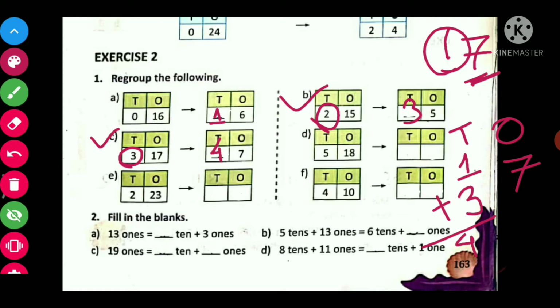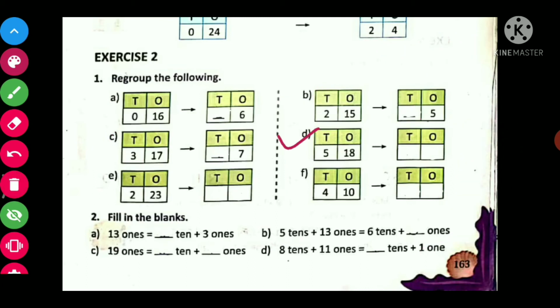Like this only you have to do it. Before sending this number to the tens place, check if there is any number placed in the tens place or not. If there is any number in the tens place, you have to add these two numbers. Okay, is it clear? Now D, E and F you will do by yourself. Now see question number 2, fill in the blanks.